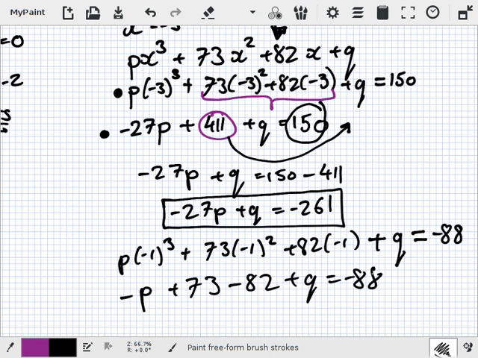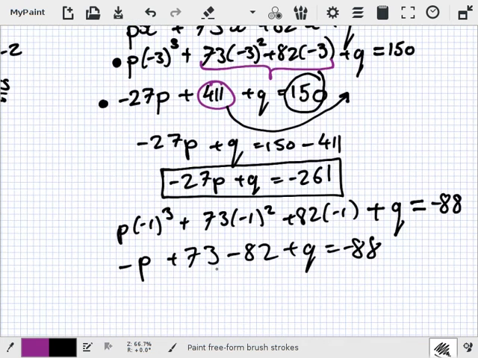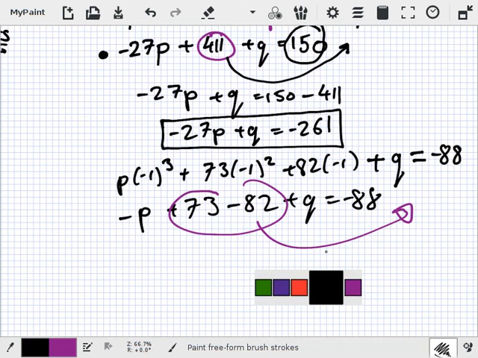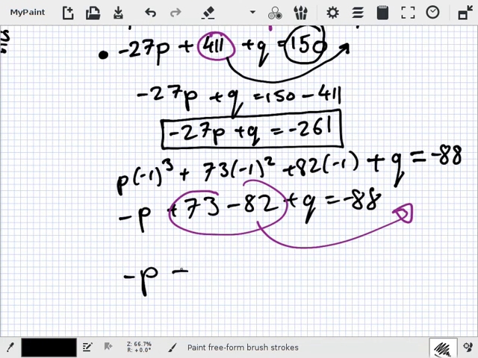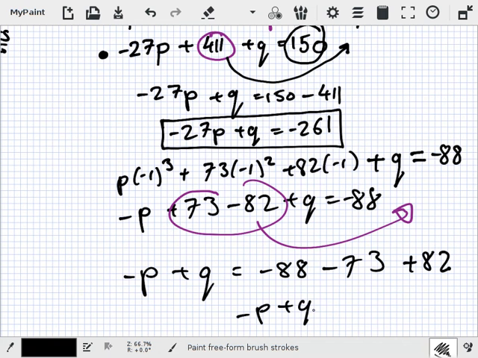Sabrina, which numbers can I group together to clean up a little bit? You can move over the 73 and 82. Yeah, I can move them over to the right. So I'll have minus p plus q equals minus 88 minus 73 plus 82. Whatever that is. Is it minus 9? Or is it plus 9 here? No, minus p plus q equals minus 79. Minus 79. Yeah. Minus p plus q.